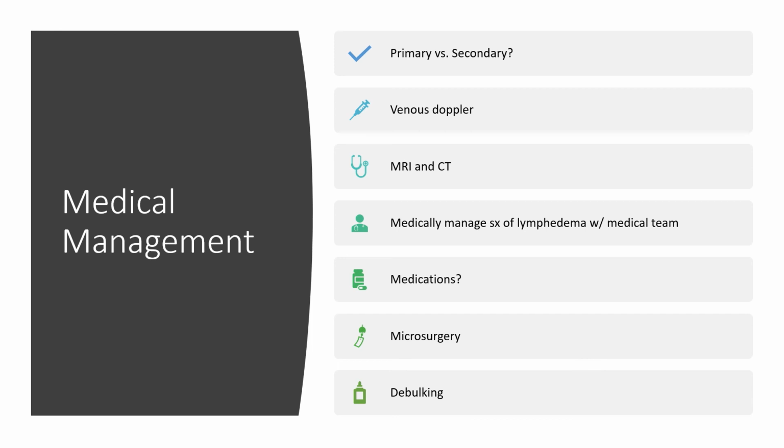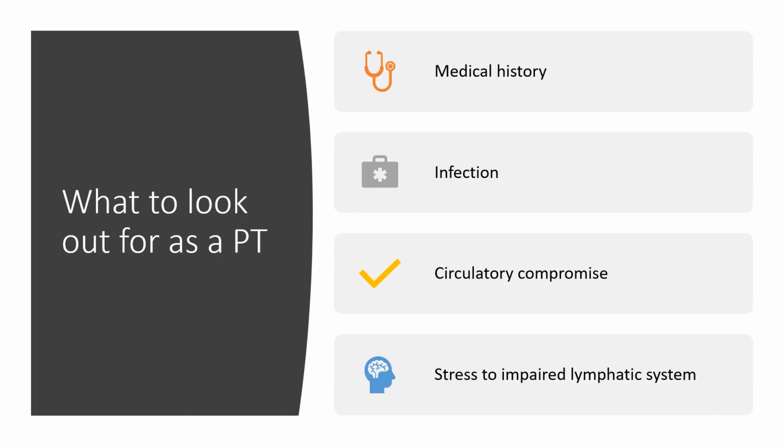Surgeons will try microsurgeries to alter lymphatic flow, maybe make some new anastomoses and try to get around the blocked areas. And there's also been debulking procedures to physically remove the excess fibrosclerotic connective tissue. These are all ways that the medical team is involved in medically managing the condition. So what should you look out for in patients who are presenting with lymphedema as a physical therapist?